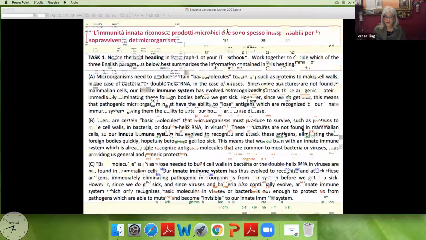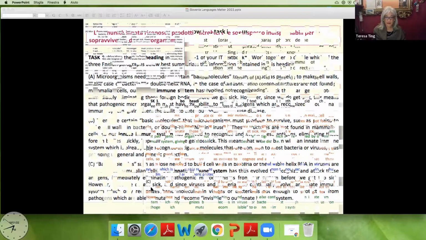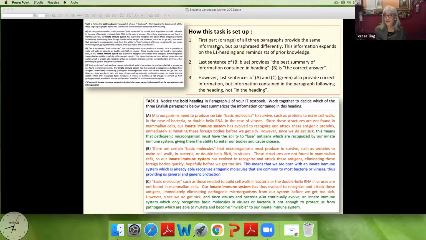The first part, look at the orange in A, B, and C. The orange part of these 3 paragraphs in English, all 3 provide the same information, but are paraphrased differently. This information expands on the L1 heading and reminds us of prior knowledge. So let me say that again. There are 3 paragraphs in English. The task is which one summarizes the Italian heading, but all 3 in English start with the same information, but paraphrased in a different way.